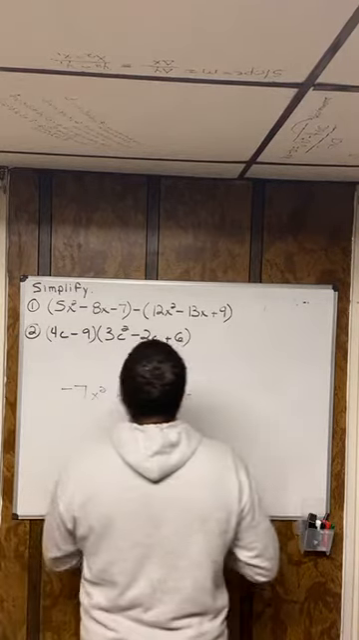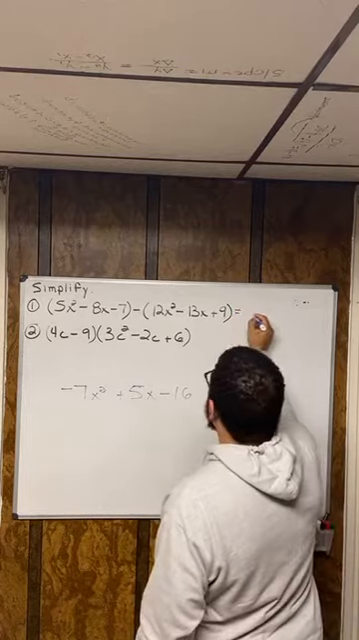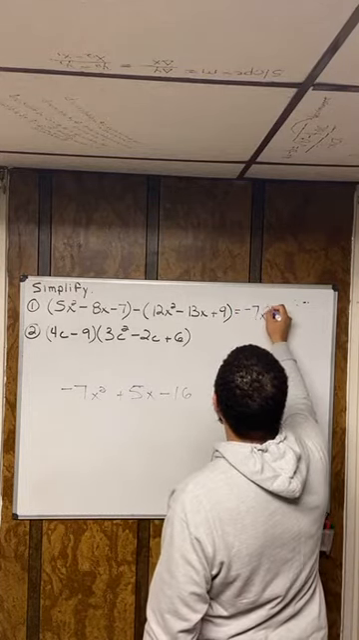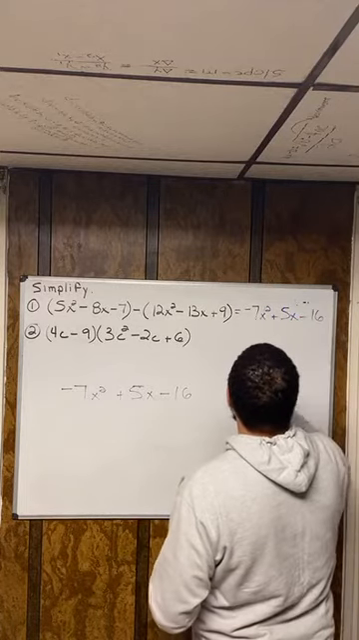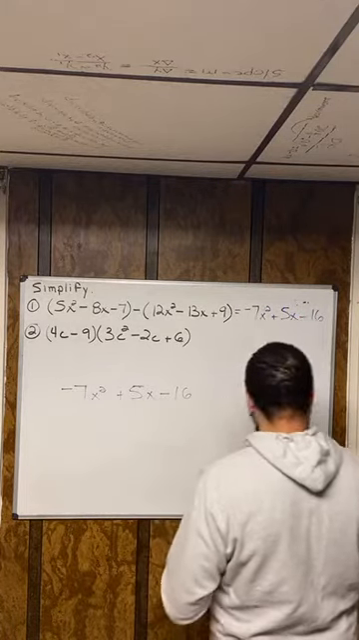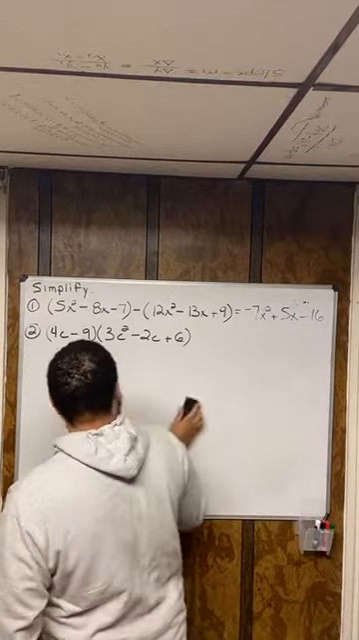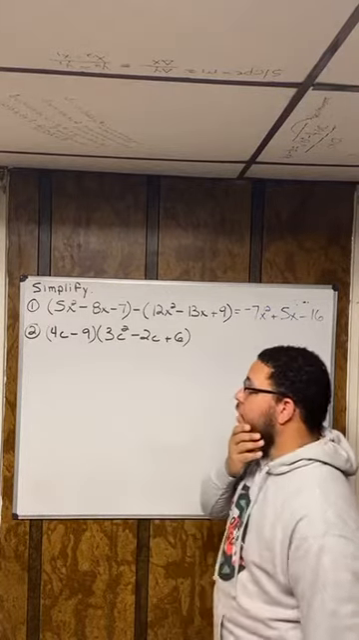Matter of fact, I'm going to write this up here. Negative 7x squared plus 5x minus 16. Boom. All right, now we look at number 2.